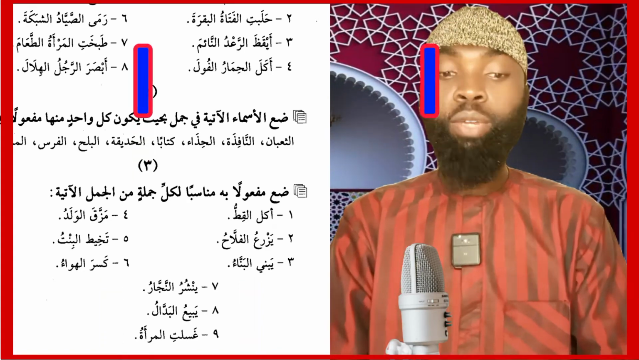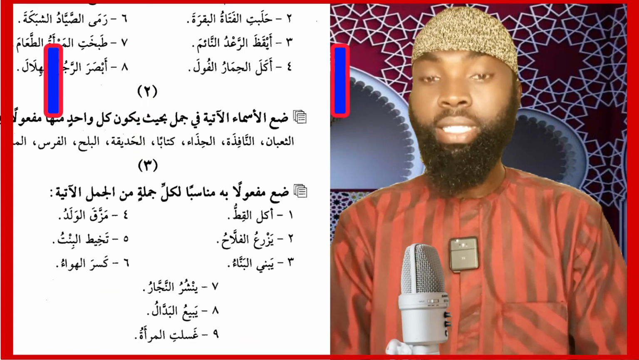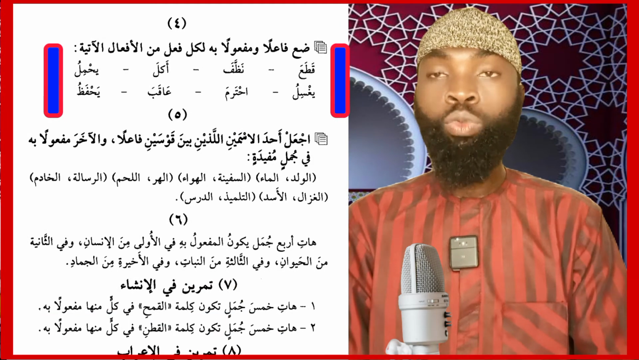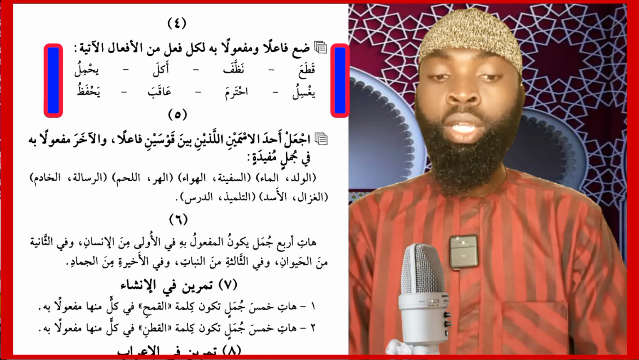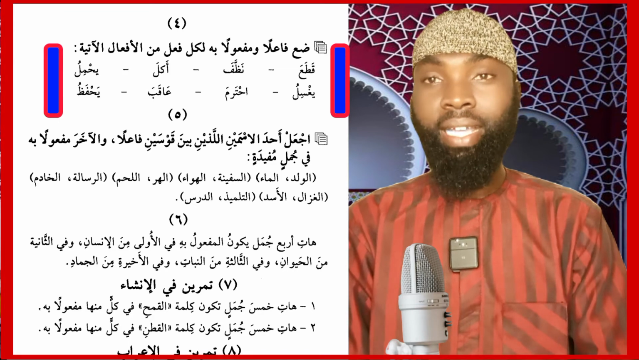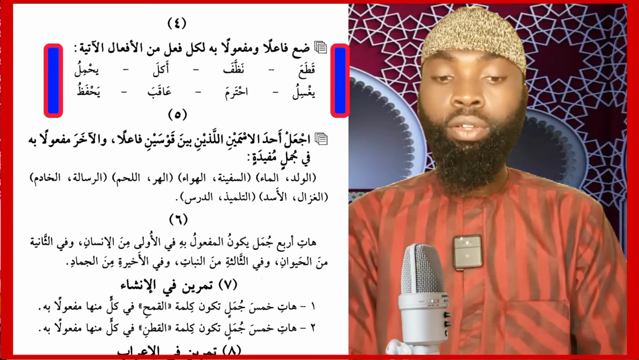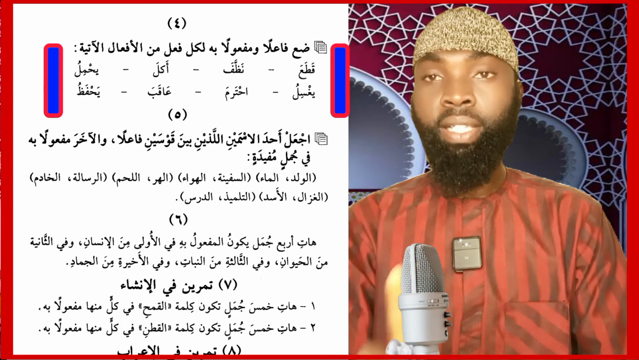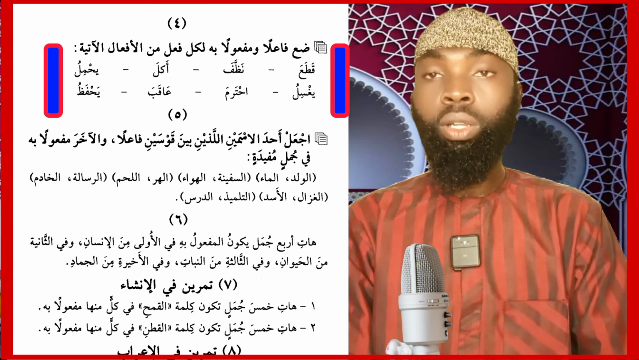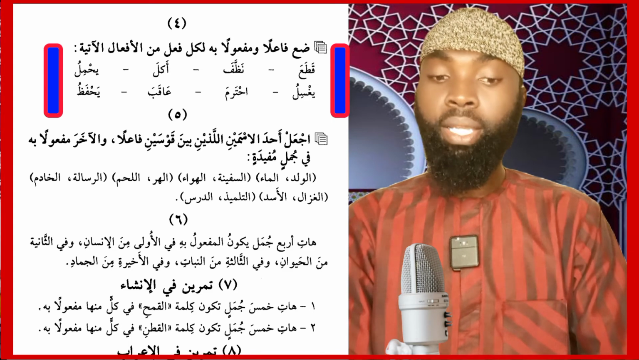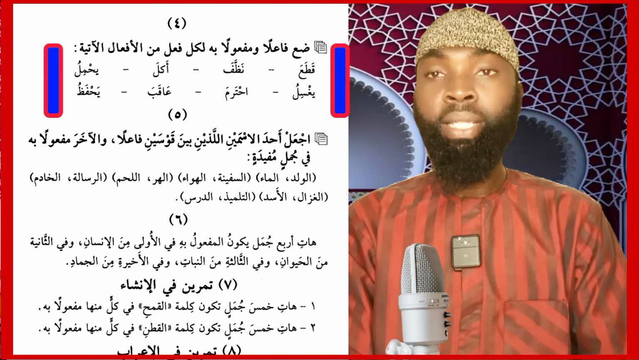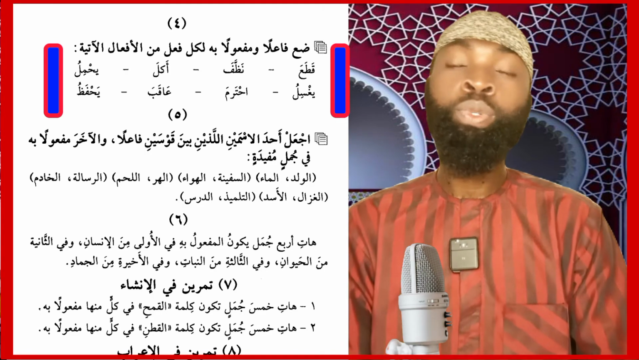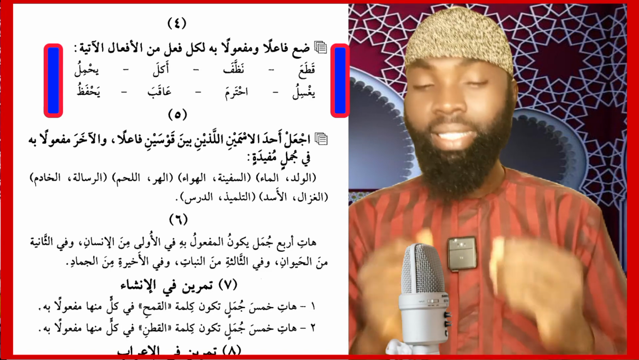Good. Let's continue. Tamrin al-rabi', the fourth exercise. The instruction says, Da' fa'ilan wa maf'ulan bihi لكل فعل من الأفعال الآتية. For the following verbs, we have to place a subject, a fa'il, and an object, that is maf'ulun bih, in order to make a complete sentence with these verbs. These verbs are requiring a subject and also an object. Can we do this? Let's go.